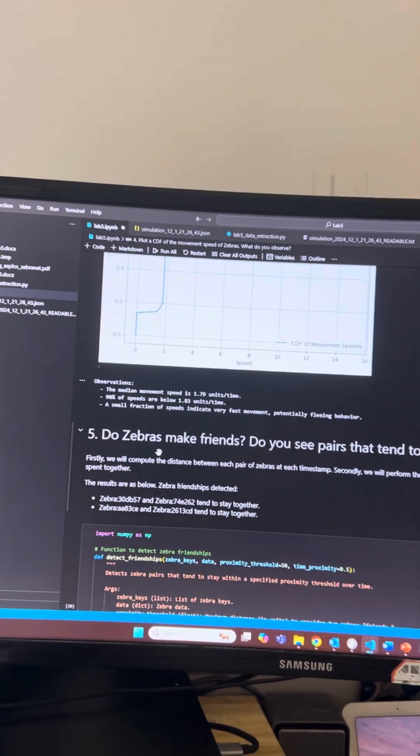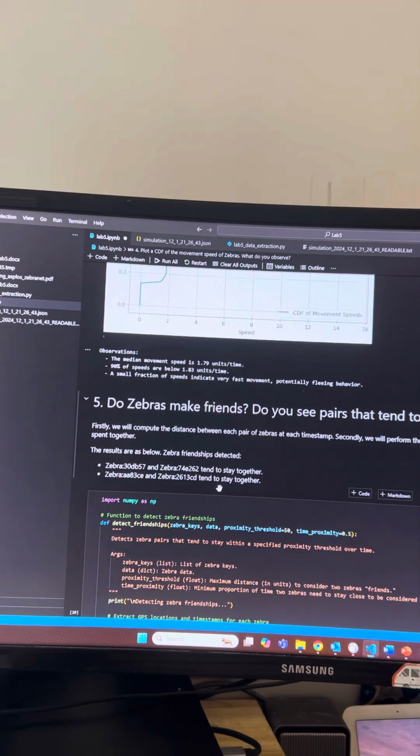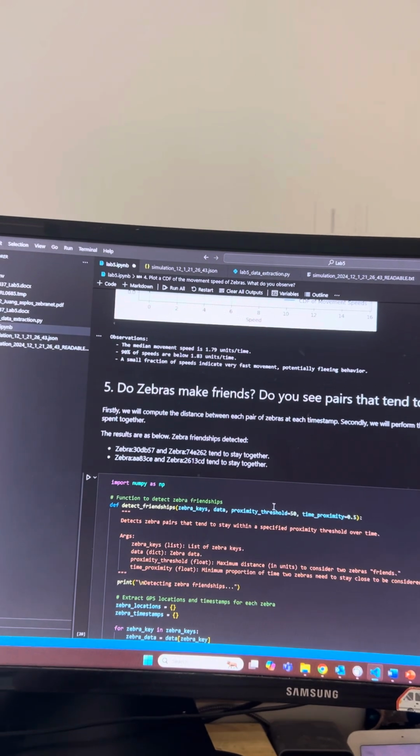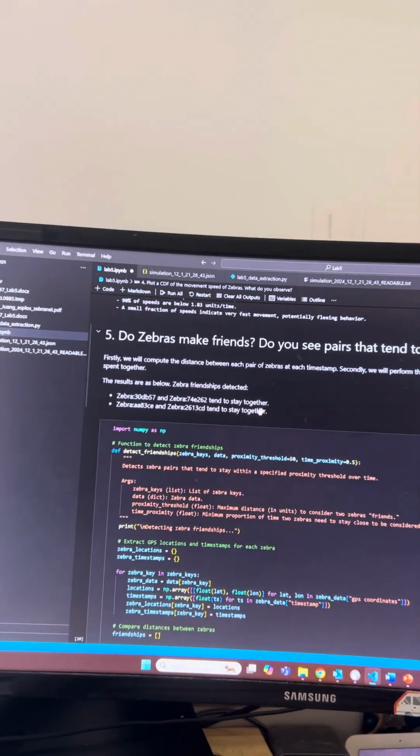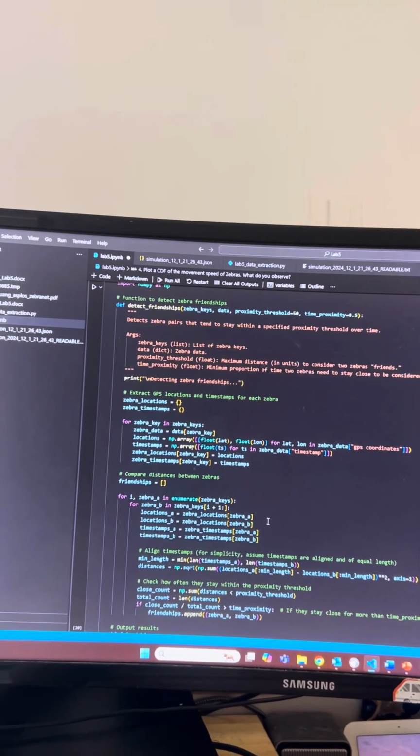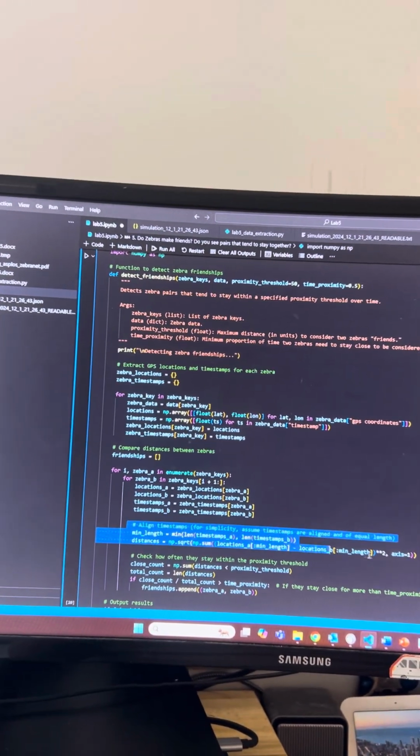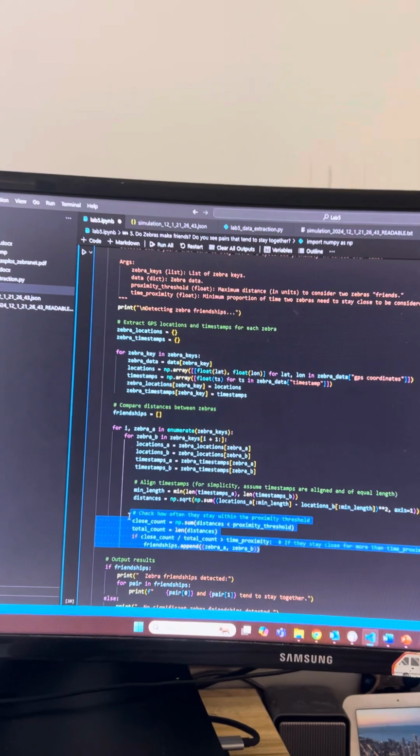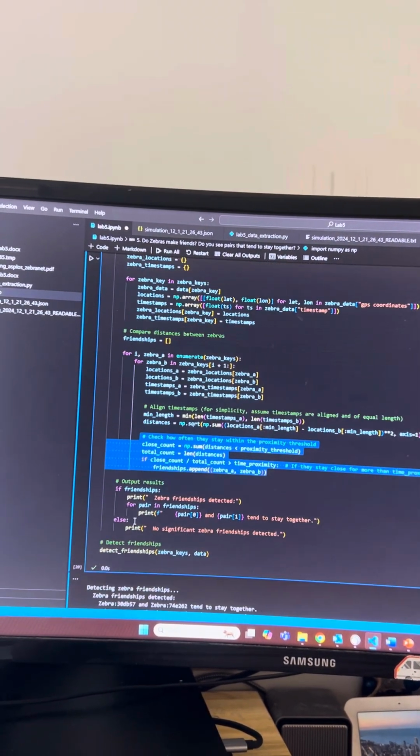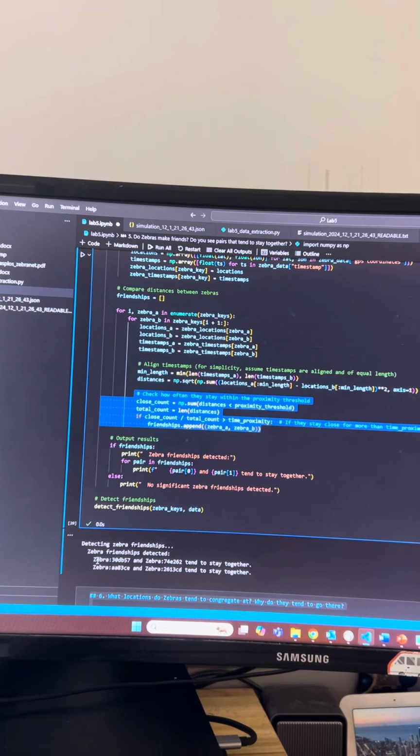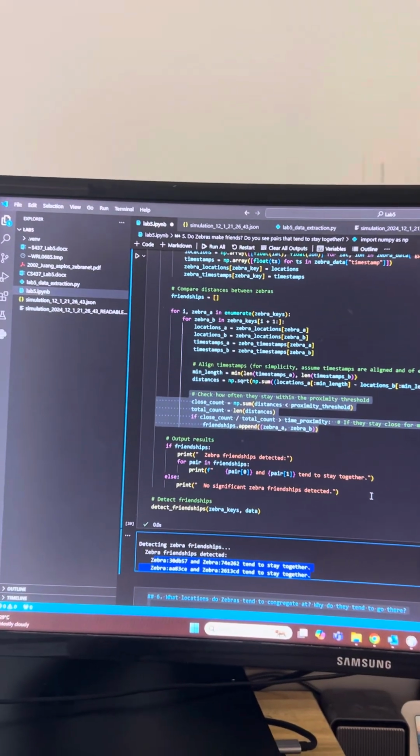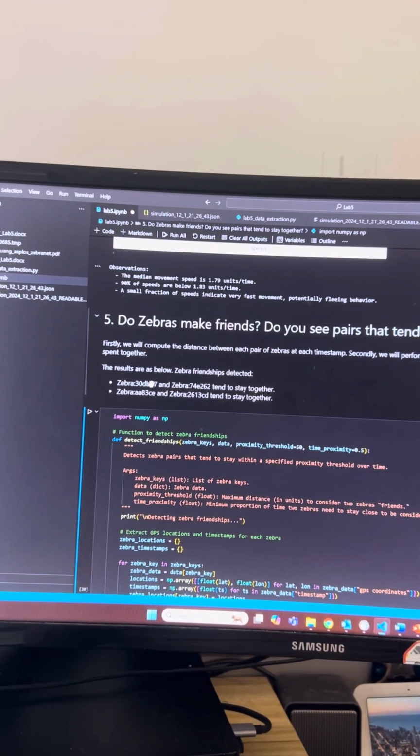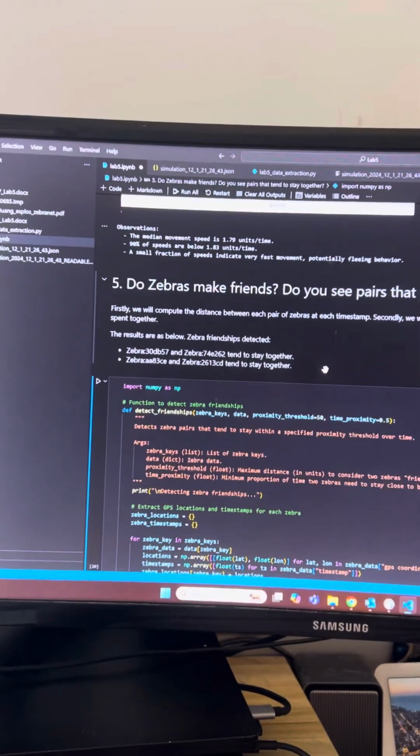And then we check whether the zebras make friends. The way we do it is to check the distance between each of them and the amount of time they spend together. This is the code, and let me go through it. Here we check the distance between the two, and then we check the time that they spend together. Then we detect whether they are close. Here we have two pairs which are very close; they always stay together based on the GPS data. These are the conclusions: these two pairs tend to stay together most of the time, so they do make friends.